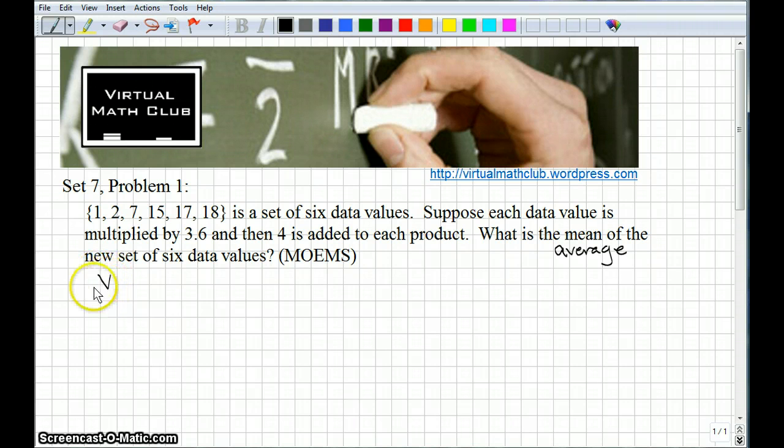So the average is equal to the sum of the data values over the number of data values. Okay.